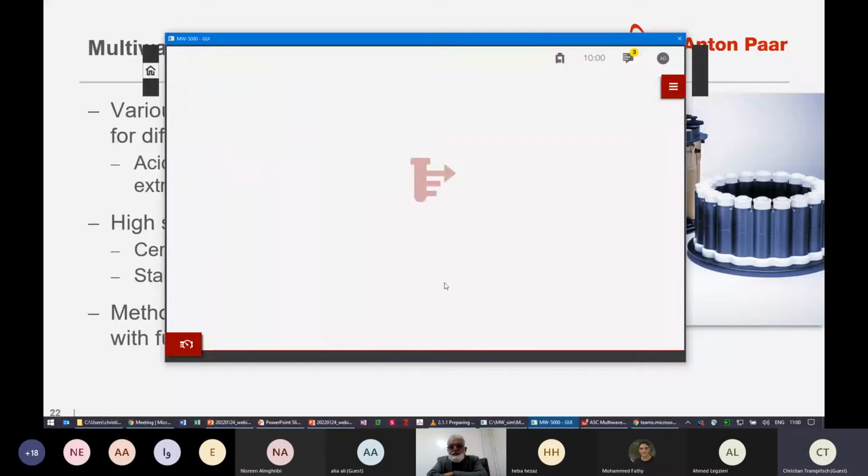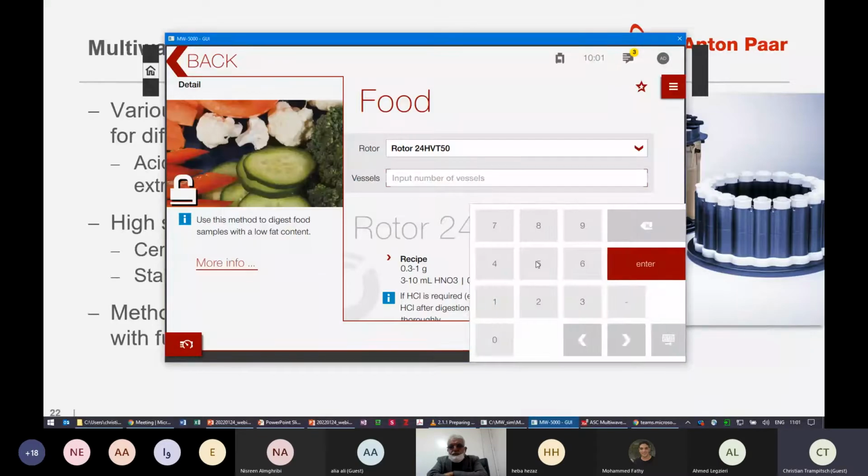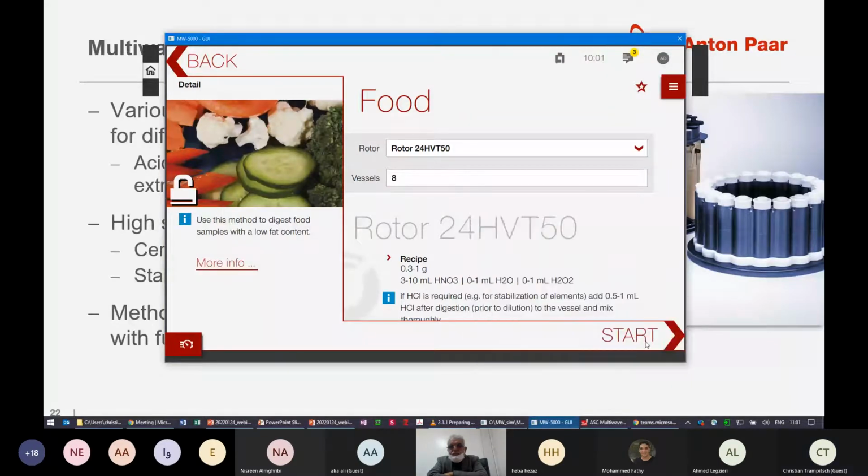We select the method. We select the rotor. If we have more on the instrument, we select the number of vessels and we tap start. And that's it. Then the instrument will just start the run. So we have immediate, very quick access to getting started. We don't have to worry about method optimization or method development. We just have a look at the method library and select one of the particular samples we want to digest. If you are just looking into fatty foodstuff, you can also do that. You get a different method. You get the method only for the rotors which are activated on the instrument.